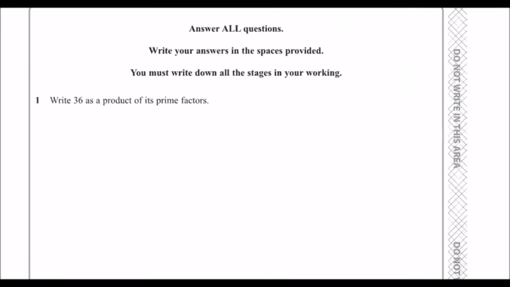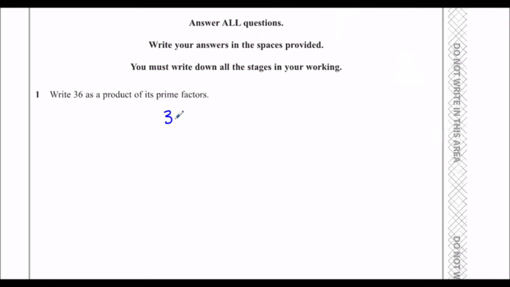So that means breaking 36 down until we've only got prime numbers. So any two numbers that multiply to make 36 to start off with. If you do 2 times 18, 2 is prime. And then break down 18. So 2 times 9. And then break down 9 into 3 times 3.